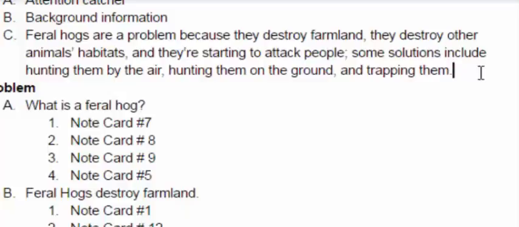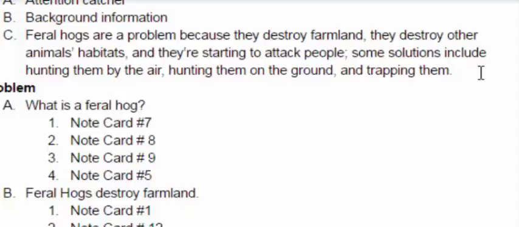So just take your topic sentences that you've written, turn them into some sort of list that you can put into a thesis. Now, here's what I have. Feral hogs are a problem because they destroy farmland, they destroy other animals' habitats, and they're starting to attack people. Semicolon. Some solutions include hunting by the air, hunting on the ground, and trapping. Now I know, as a writer, it helps as a reader too, but as a writer, I know exactly what my paper is going to be about.